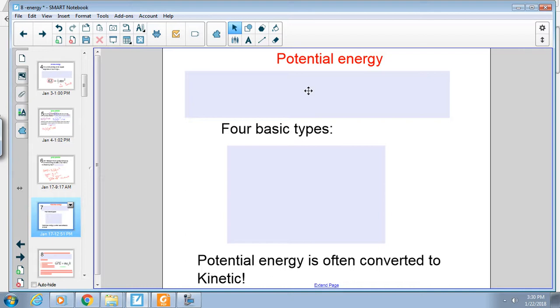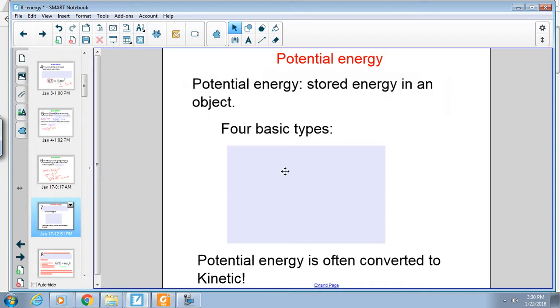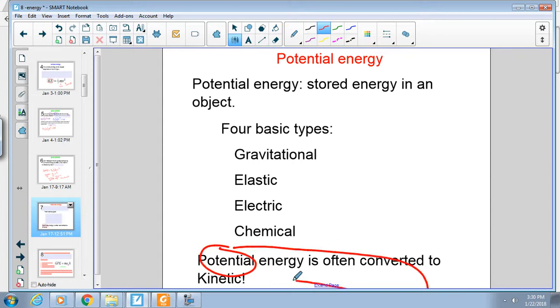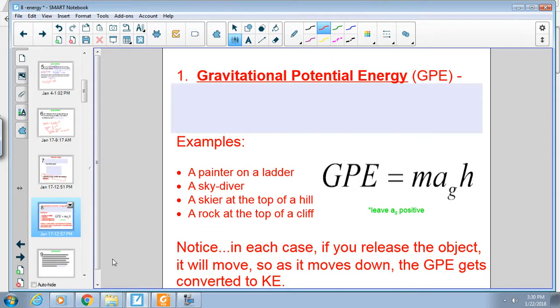All right, let's go through some potential energy stuff. First, potential energy: energy that's stored in an object. There are 4 basic types: gravitational, elastic, electric, and chemical. And more often than not, they get transferred between. So potential converted to kinetic, or kinetic converted back to potential energy. Gravitational potential energy is the one we're mostly going to see.